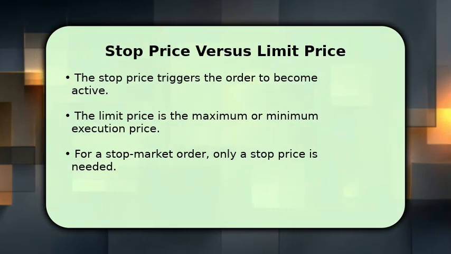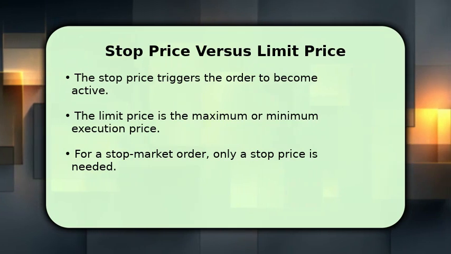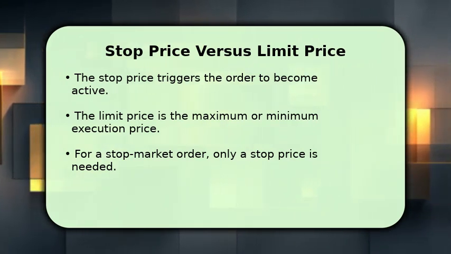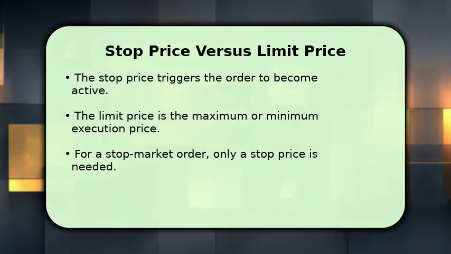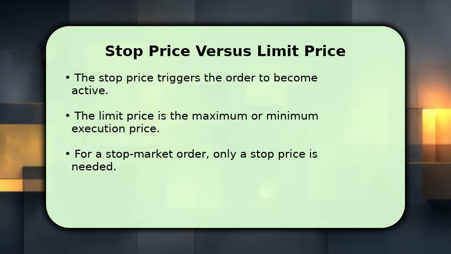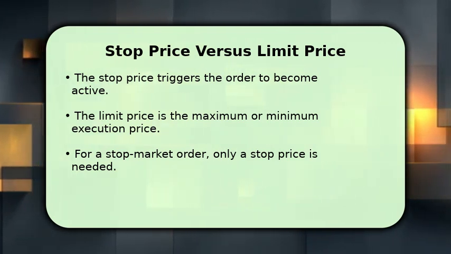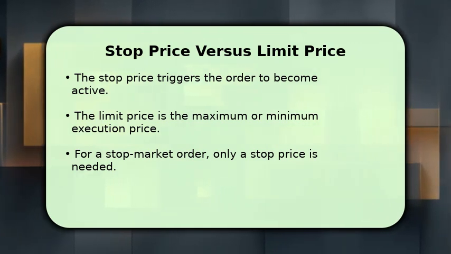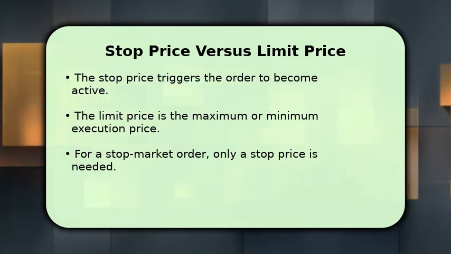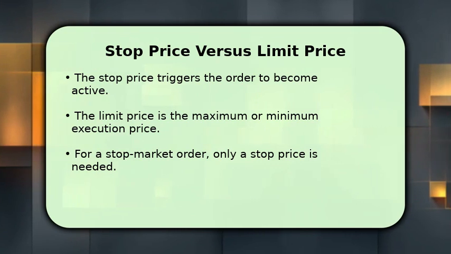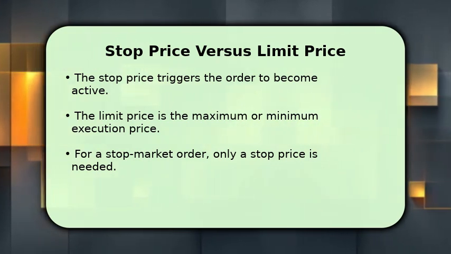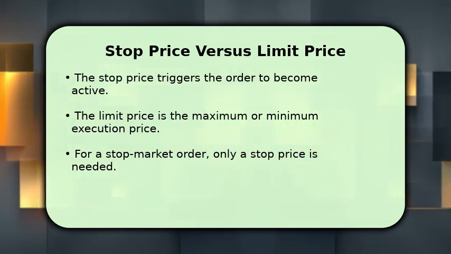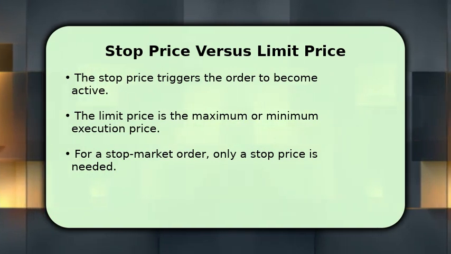Understanding the difference between the stop price and the limit price is key. The stop price is the point at which your order becomes active. For a stop limit order, once the stop price is reached, a limit order is placed at your specified limit price. This means your trade will only execute at or better than that limit price. For a stop market order, hitting the stop price immediately triggers a market order, aiming for the best available price.